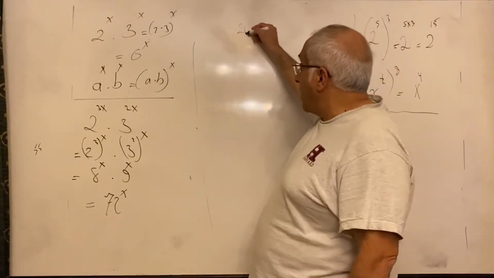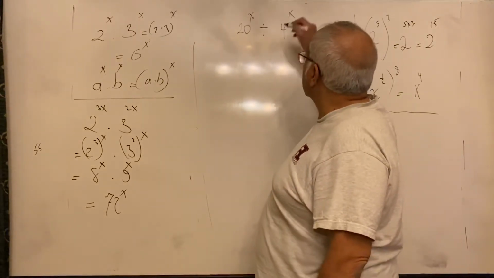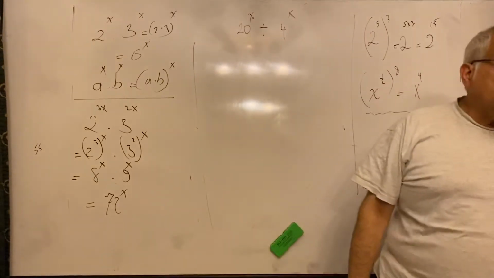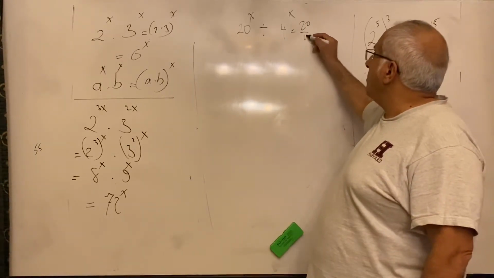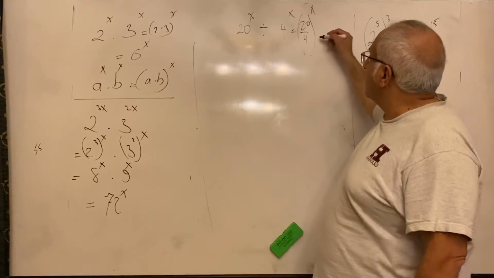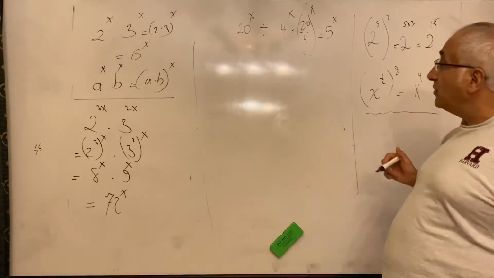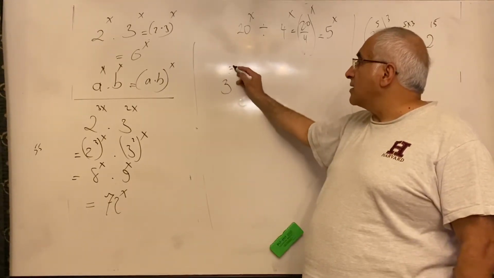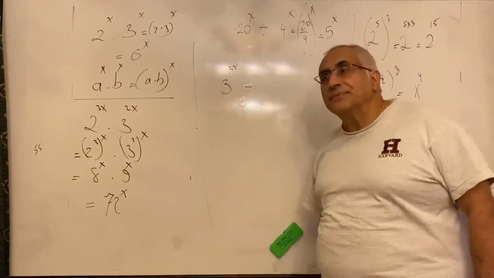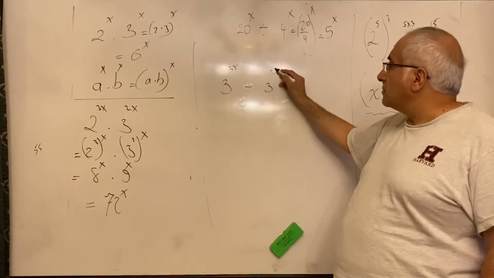How about 20 to the power of x when it's divided by 4 to the power of x? Are the powers the same? Yeah. So we can say 20 divided by 4, all to the power of x, and 20 divided by 4 is 5 to the power of x. That's beautiful. How about if we have something like that? 3 to the power 3x when it's divided by 3 to the power of x.